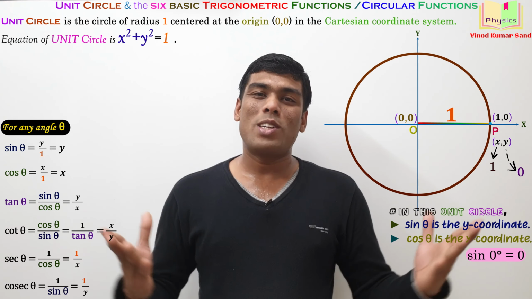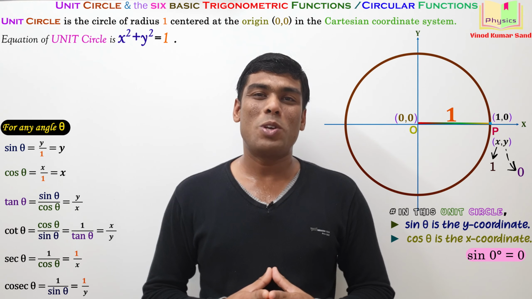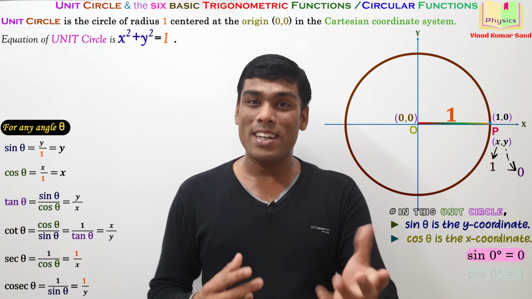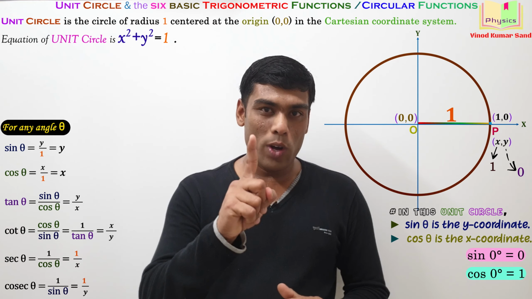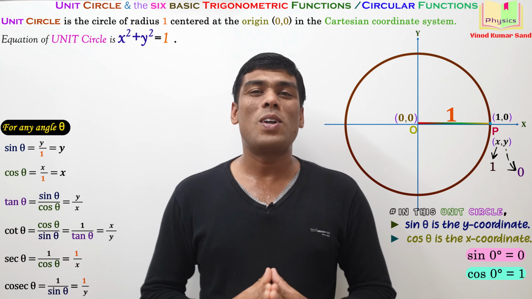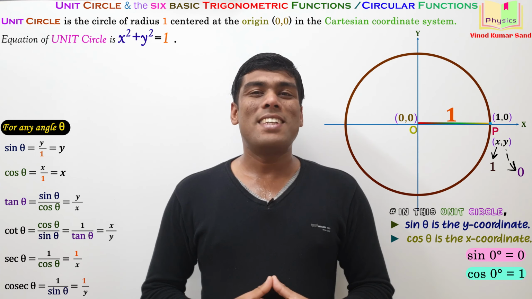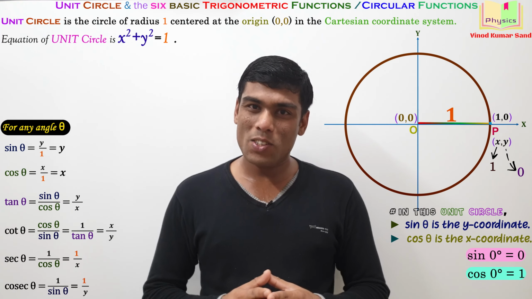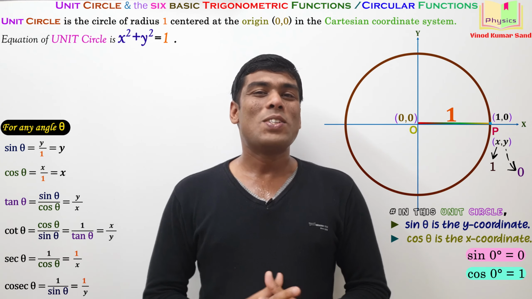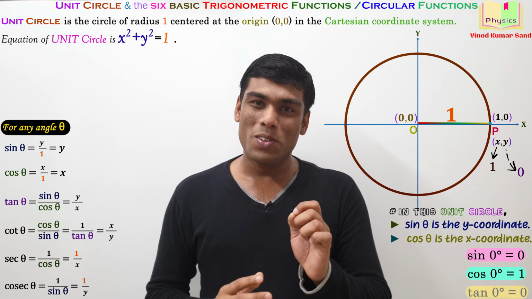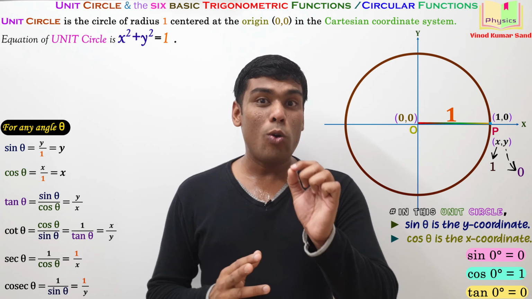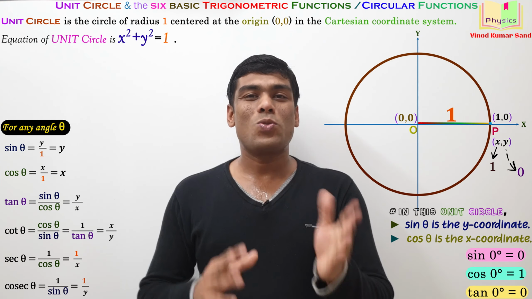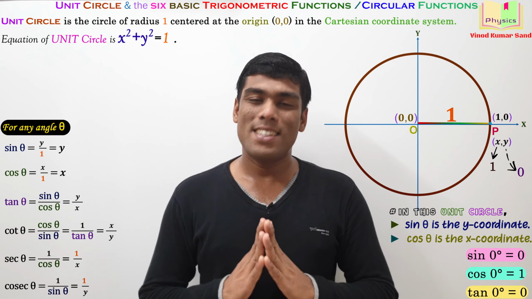Now let me ask you, what is the value of cos 0 degree? What should be your answer? Simple, cos 0 degree means x coordinate and x coordinate here is 1. So the cos 0 degree is equal to 1. How much is the tan 0 degree? Tan 0 degree is equal to y coordinate by x coordinate, means 0 by 1. So the answer is 0. I hope you understood how we are getting the value of sin 0 degree as 0, cos 0 degree as 1 and tan 0 degree as 0.